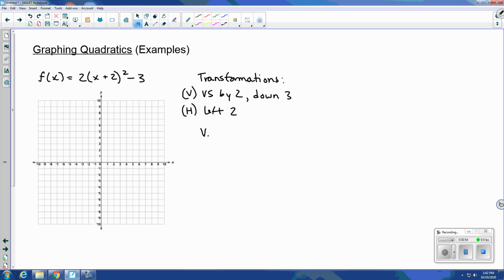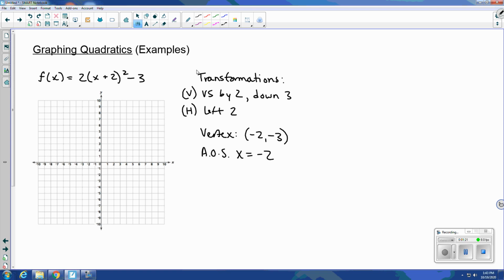So the vertex, we can identify by just looking at the translations that have occurred. So if I go left 2, down 3, from my parent function location of 0, 0, my vertex is now at -2, -3. And if my vertex is at -2, -3, I know my axis of symmetry is going to be at x equals -2, since it passes through that vertex.